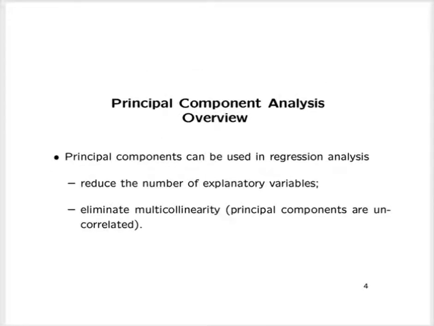Principal components can be used in regression analysis to reduce the number of explanatory variables and to eliminate multicollinearity in the explanatory variables. So this is done by using the principal components as input variables to the regression models. By construction, and we'll talk about this later, the principal components are themselves uncorrelated. And so that completely obviates the problem of multicollinearity when used as input variables to a regression analysis.